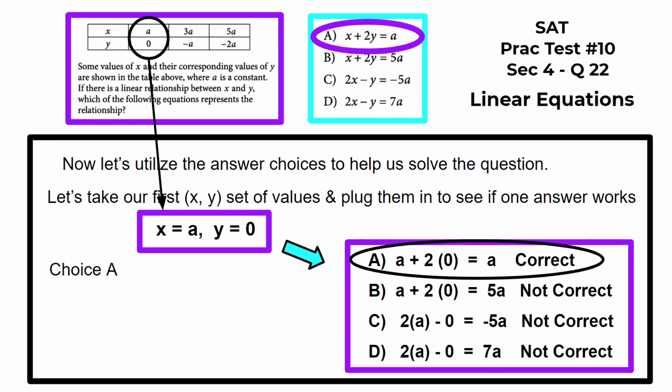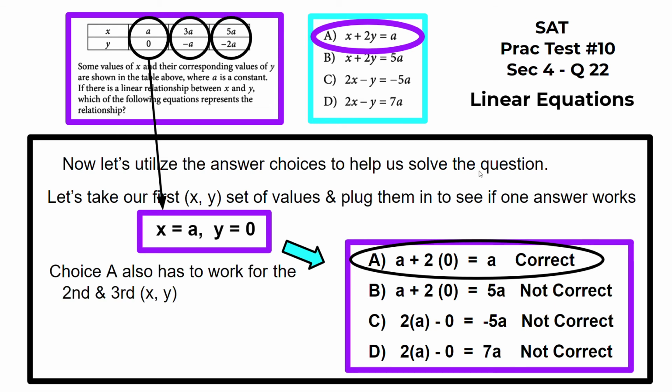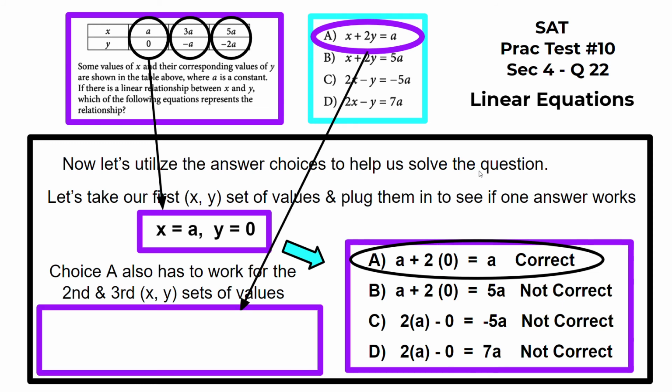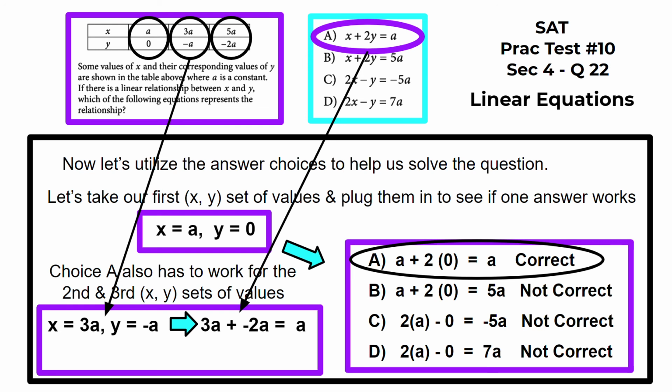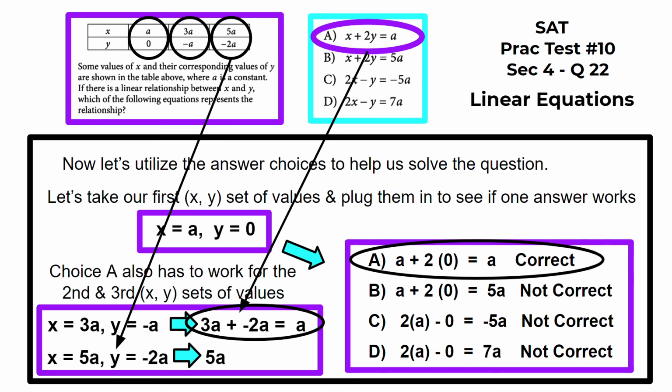We saw that previously. And certainly choice A would have to work for the second and third sets of values. We see if x equals 3a and y equals negative a, that choice A does work. 3a plus negative 2a does equal a. And we see for the third pair of x and y, x equals 5a, y equals negative 2a. We see it works. 5a plus negative 4a does equal a. I hope you have enjoyed this analysis as much as I have.